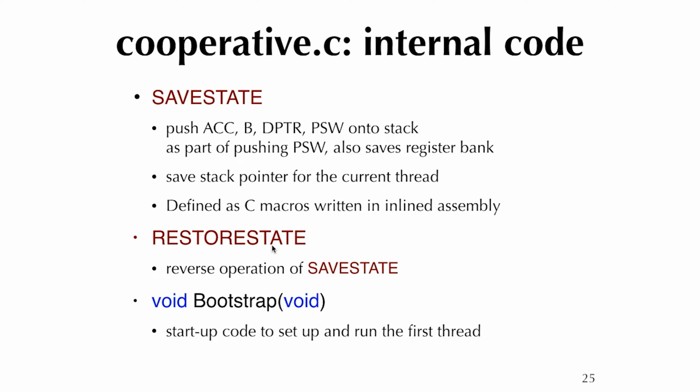Now, you do have to save the stack pointer for the current thread into the SAVESP location, so then later you can retrieve it and use it. We do it as C macros. And then restore state is really the reverse of save state, because you have to do it in reverse order.